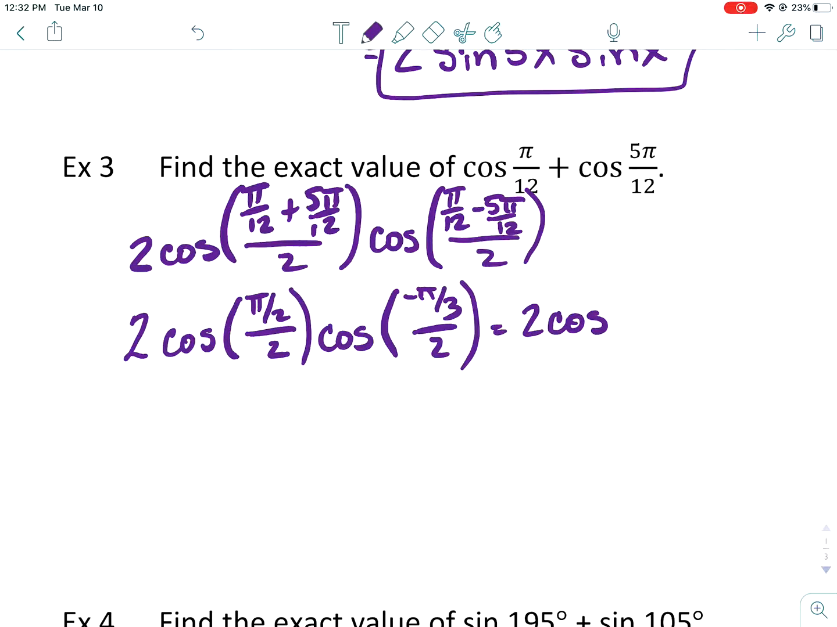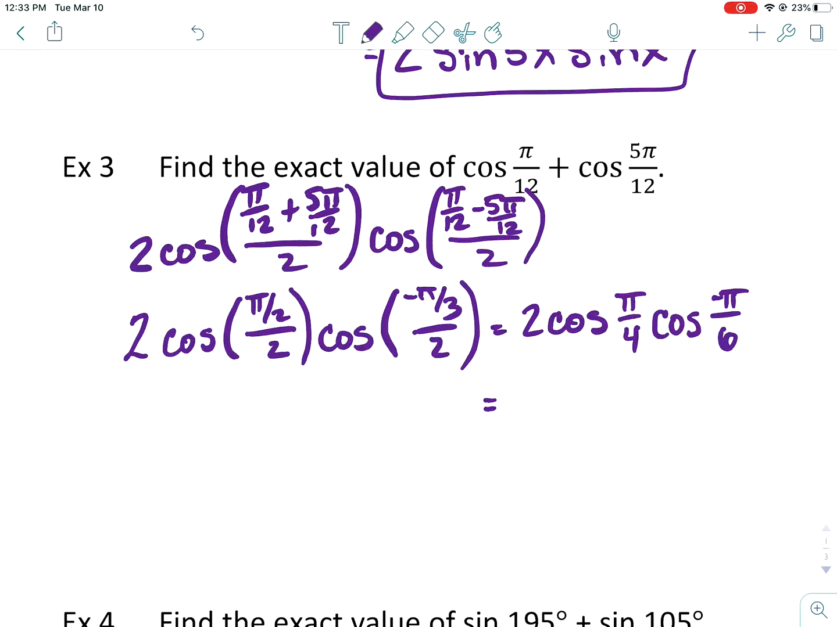So I need to divide these fractions by 2. Dividing by 2 and taking half mean exactly the same thing. So what's half of a half? A fourth, good. What's half of a sixth? What's half of a third? A sixth. All right, so that's cosine of negative pi over 6.